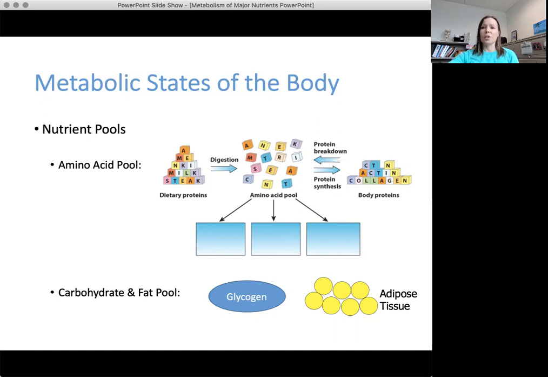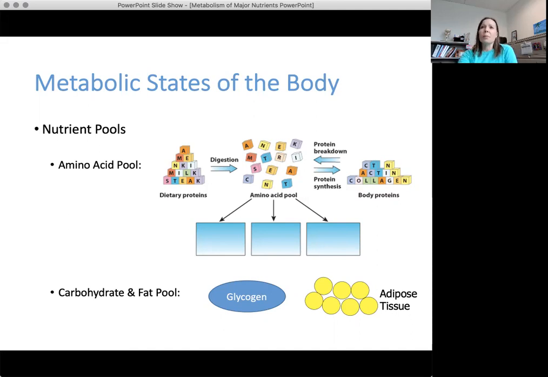The body uses its nutrient pools to meet all of its energy needs. The nutrient pools include the amino acid pool, which is shown here, and the carbohydrate and fat pool. The amino acid pool is just all the body's supply of free amino acids that are not part of proteins. Most of these amino acids are used to make new proteins. They're used in protein synthesis, protein anabolism.